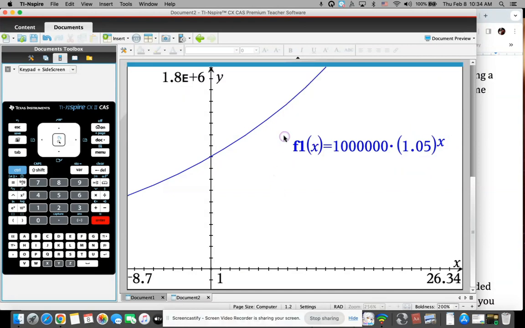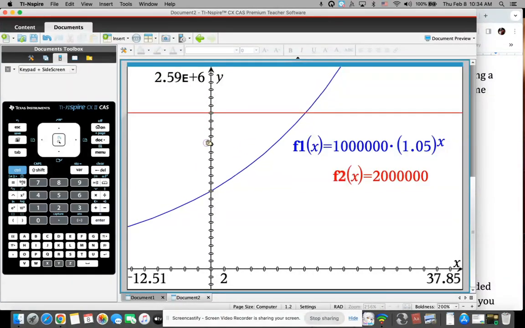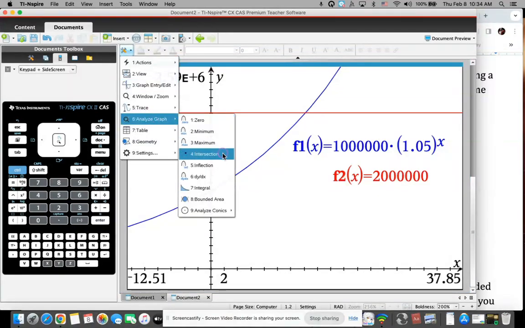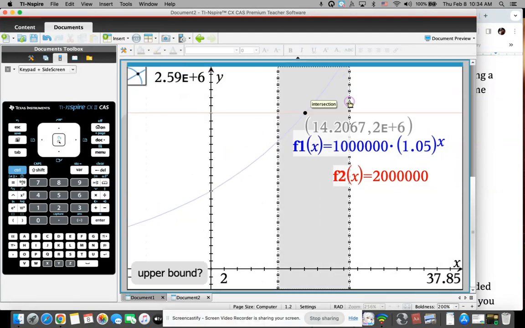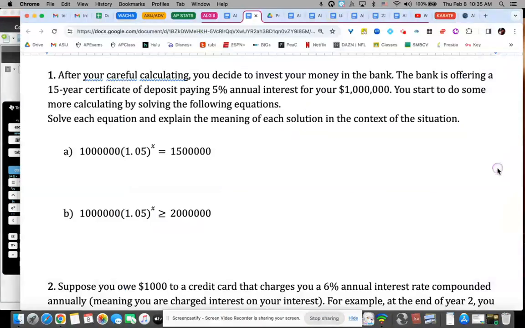Hit enter. Oh, it's gone. Where did it go? Well, it's up here, right? We changed from 1.5 to 2 million, so it went a little higher. And then just redo my intersection. So menu, analyze, intersection, little left, little right. There's my number, 14.2. So it takes a little longer, but after 14.2 years, I'll have doubled my money, right? And of course, that's at 5% yearly interest.